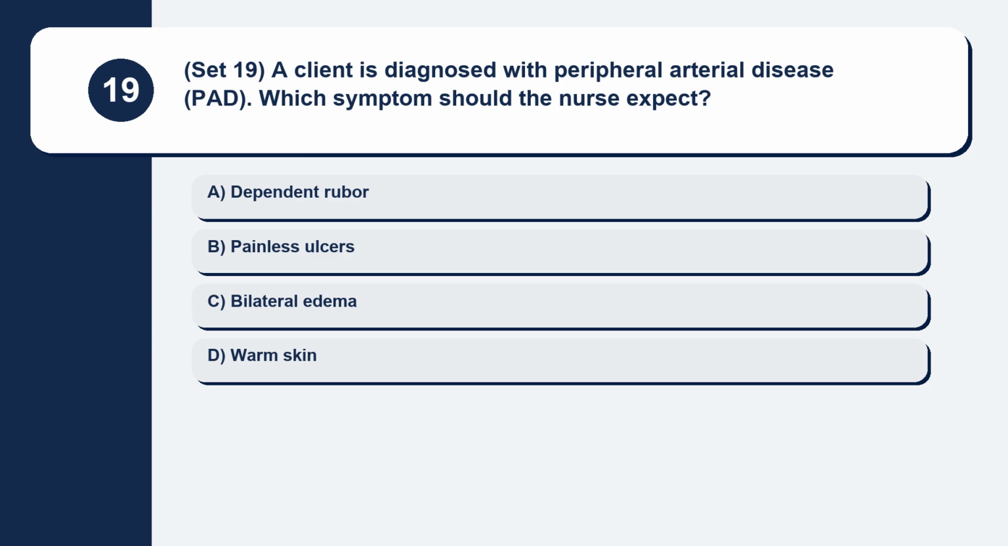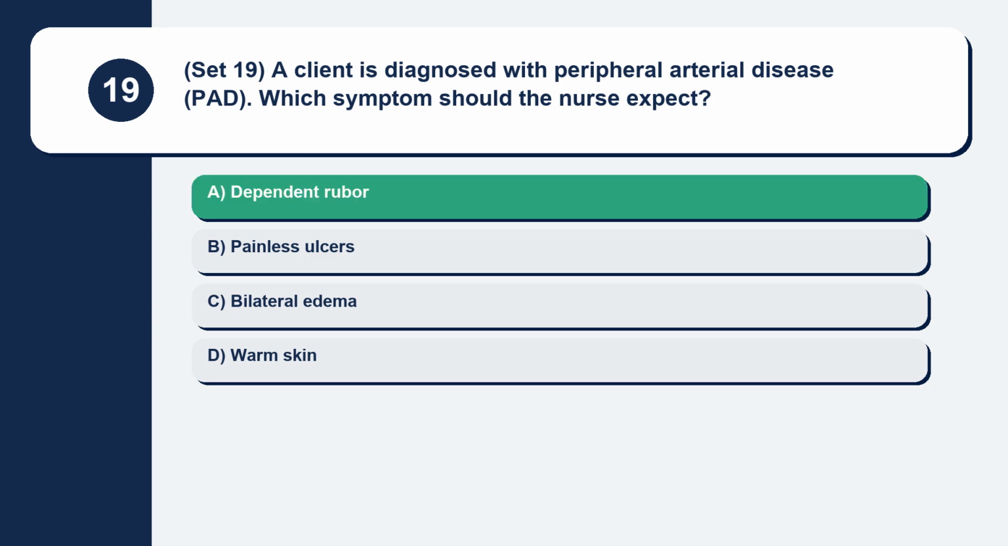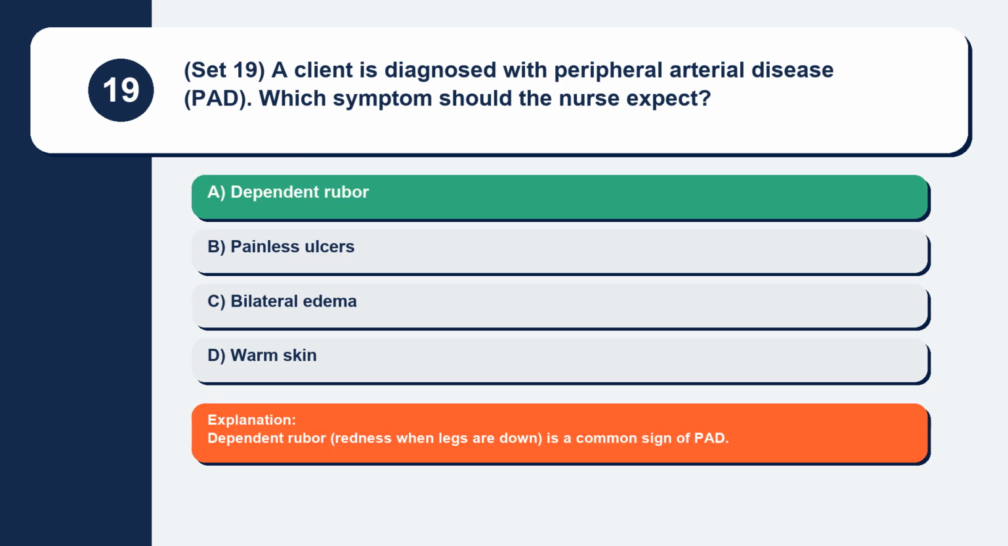Question 19. Set 19. A client is diagnosed with peripheral arterial disease, PAD. Which symptom should the nurse expect? Dependent rubor, painless ulcers, bilateral edema, warm skin. Dependent rubor, redness when legs are down, is a common sign of PAD.